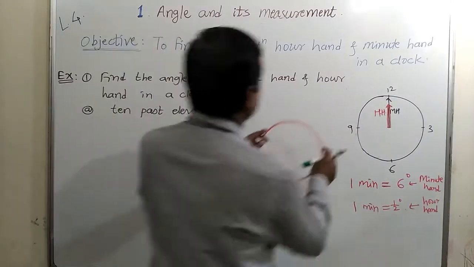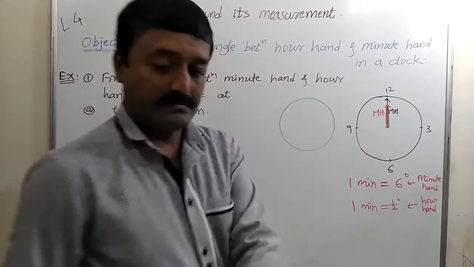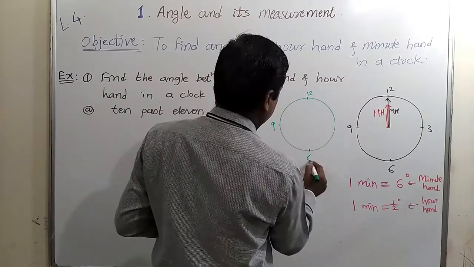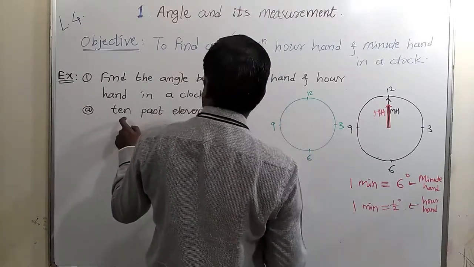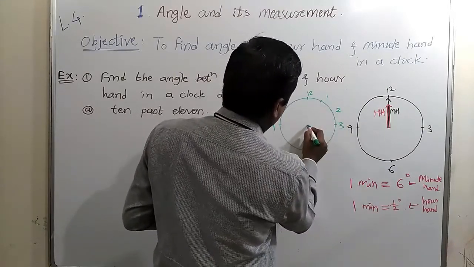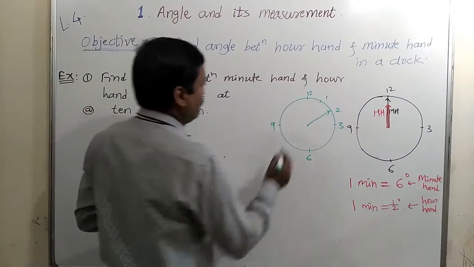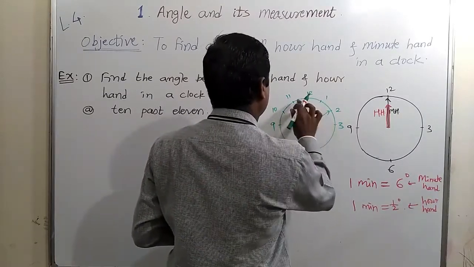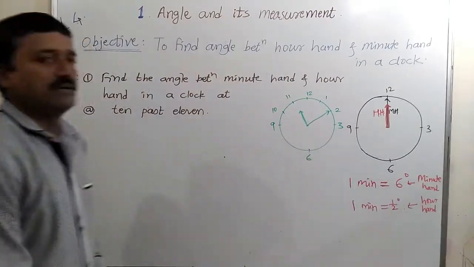Let us draw the figure for this. Here 10 past 11, with 12, 9, 6, 3. 10 past 11 means the minute hand will be at 10, so here it will be the minute hand, and the hour hand will be after 11, meaning it is between 11 and 12. Okay, so this will be the figure for this.